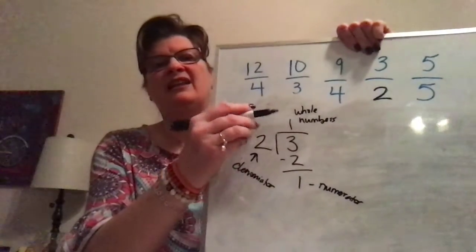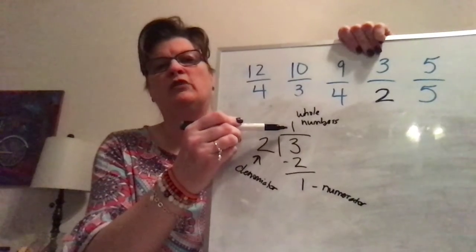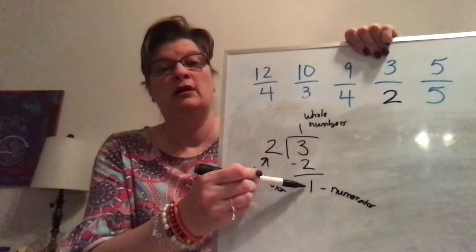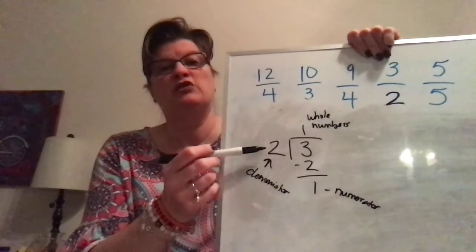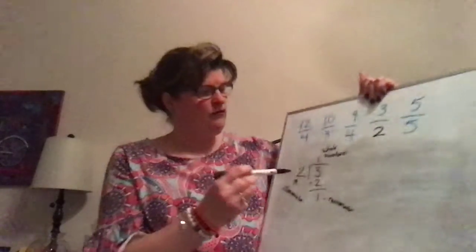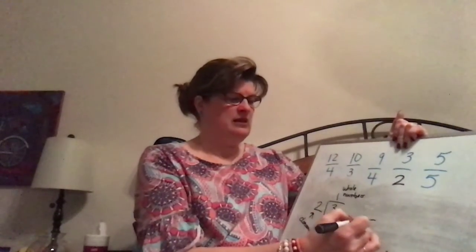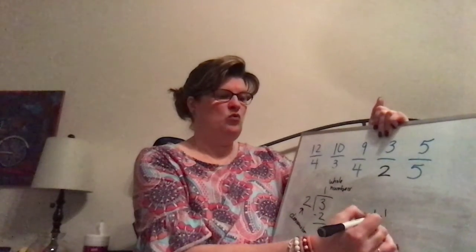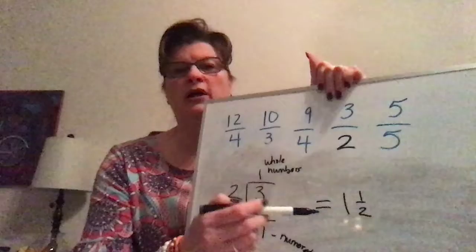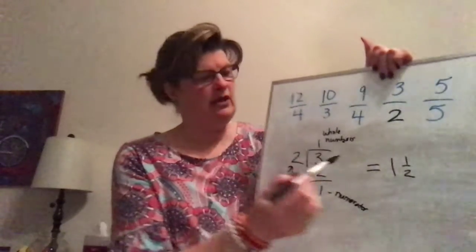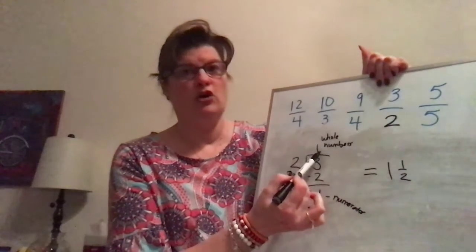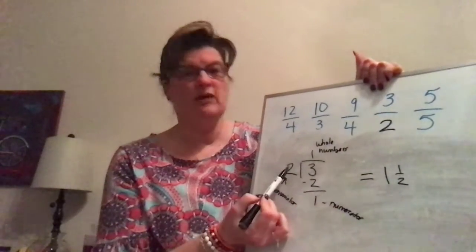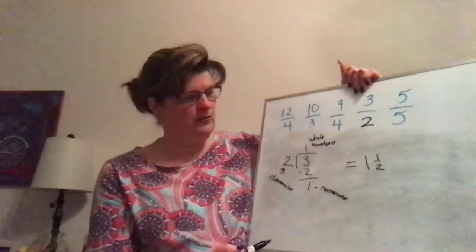When I divide it, up here tells me how many whole numbers I have. If I have a remainder, this is the numerator. And then this is what I use for the denominator. So for 3 halves, I'm going to change it into 1 and 1/2. I get this one from right here. This 1 comes from right here, and the 2 comes from right here.